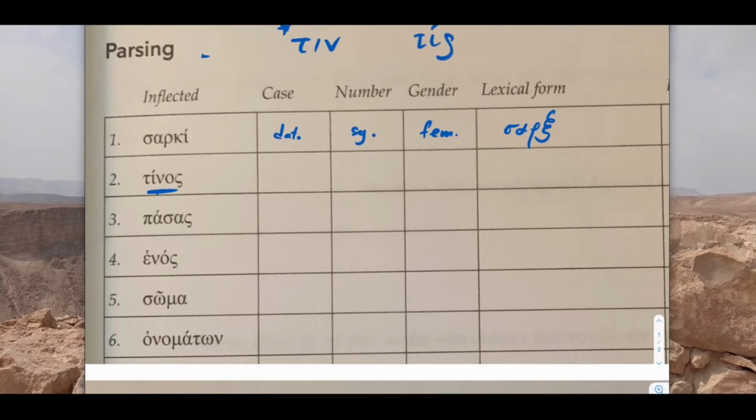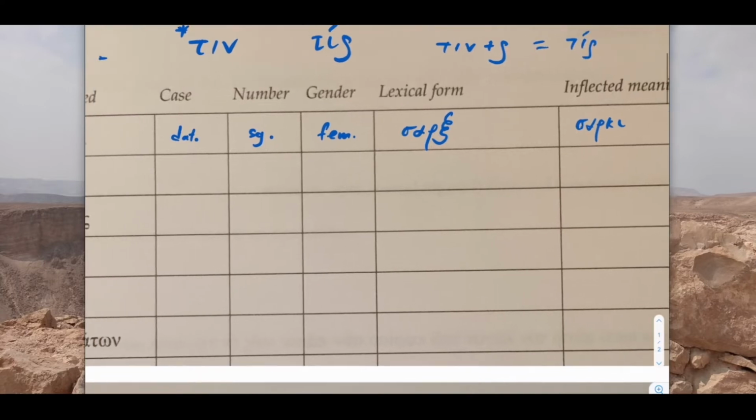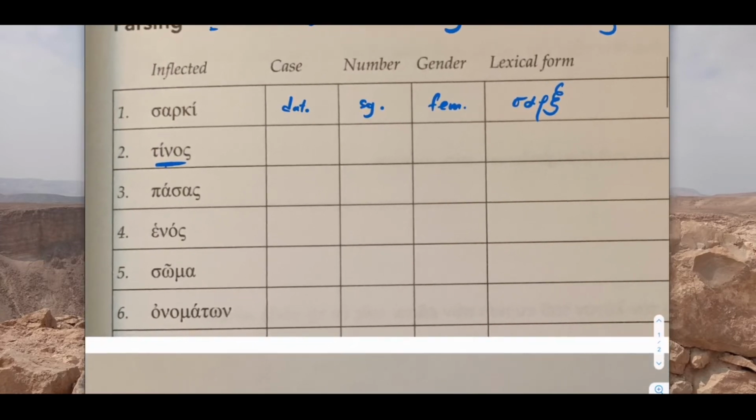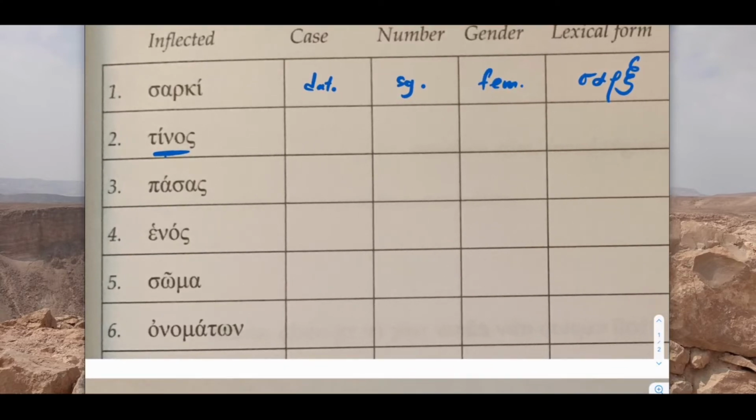tis, like that. Because remember, when we have the root tin plus the sigma, remember with sark, we had sark plus a sigma gives us sarks. Well, a sigma wipes out the nu, and we just get tis, like that. And it's the interrogative pronoun, meaning who. But here we have tinos. Well, if we've done some work in our chapter 10, we know that the os ending is our genitive singular. Genitive singular. Tinos, who, or of whom.